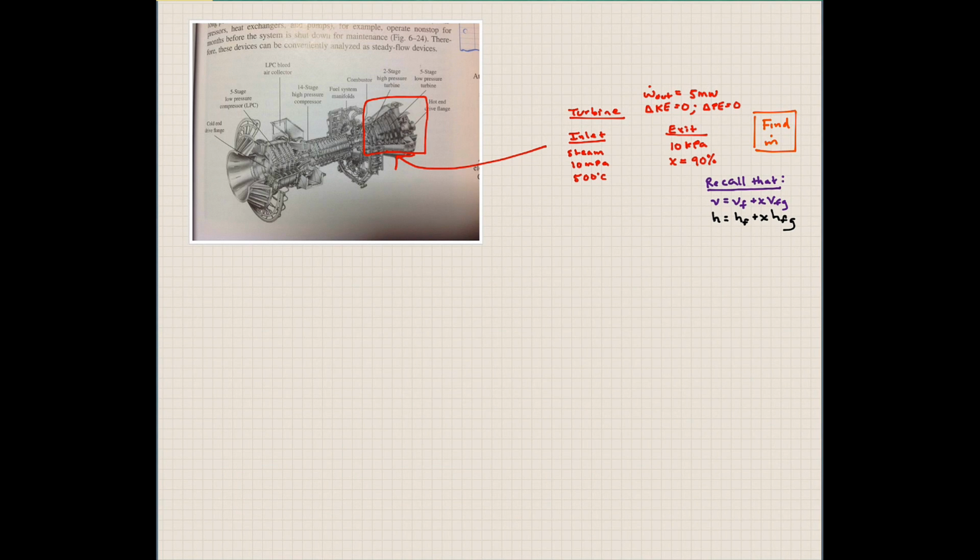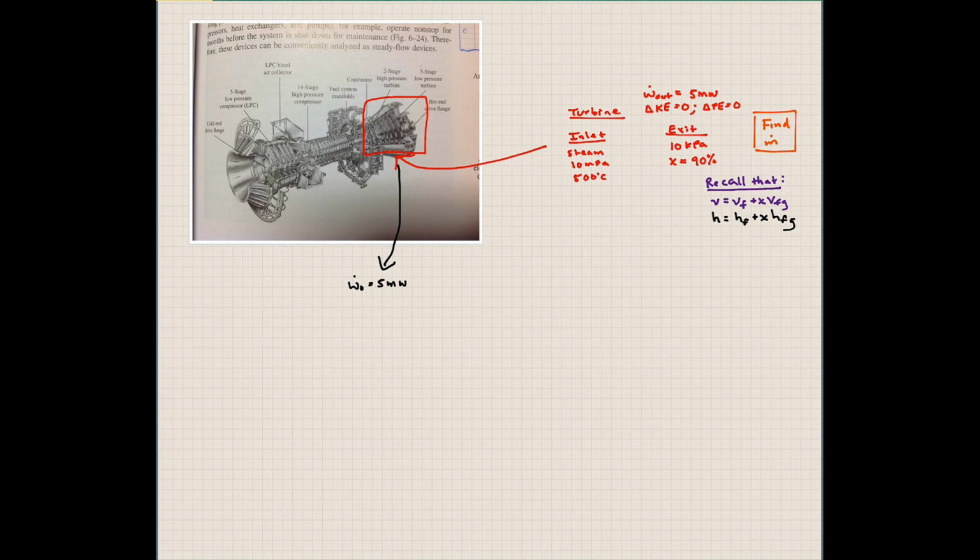So what we're trying to find is the mass flow rate, so that for these conditions we can extract a power output. So this turbine would provide a power output of 5 megawatts, or 5 million watts.